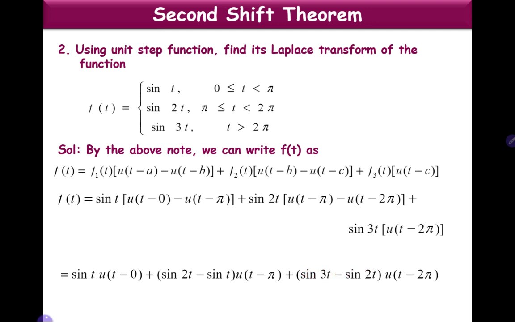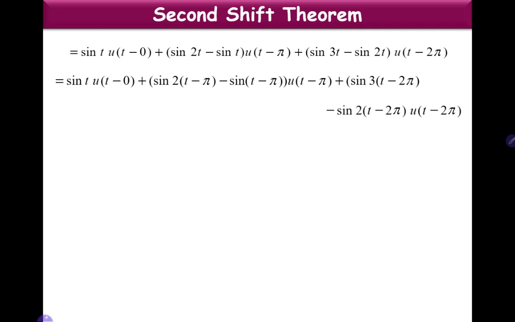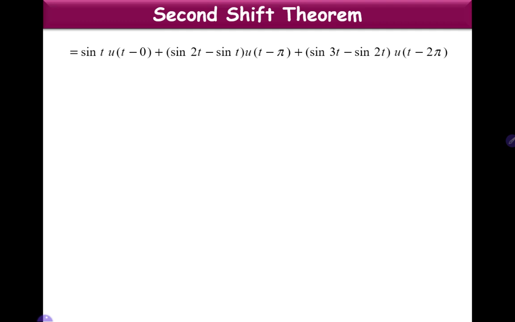So, we need to write in terms of t minus 2 pi. Because these are sine terms, we can express the first term as sin t into u of t minus 0. This is again the same equation as above. Now, look at the second term. Sin 2t minus sin t can be written as sin 2 into t minus pi minus sin t minus pi. Because sin 2 into t minus pi gives sin 2t and sin t minus pi gives minus sin t. So, the values of these two terms are the same as the value of the above term.